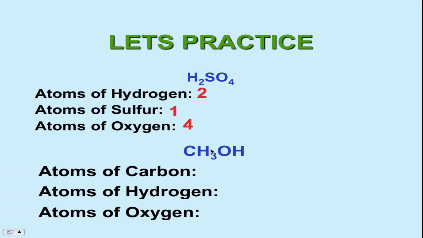See if you can do this one too. You've got CH3OH. Pause the video, figure it out. All right, this one is kind of tricky. You've got carbon here, subscript 1, hydrogen, subscript 3, oxygen, subscript 1, hydrogen, subscript 1. So there should be just 1 carbon. Now here's the tricky part. For the number of hydrogen atoms, you should have 4, because you've got 3 and then 1. Even though they're separated in here, you're going to add those together. And finally we just have 1 atom of oxygen.